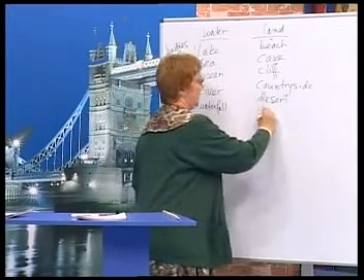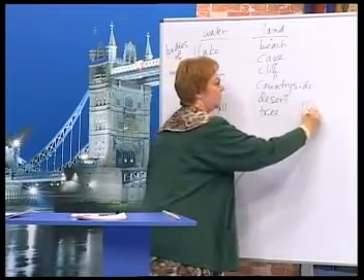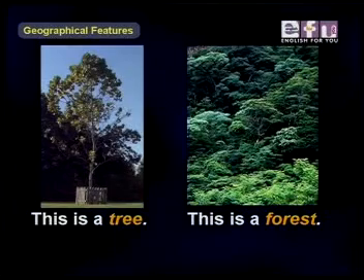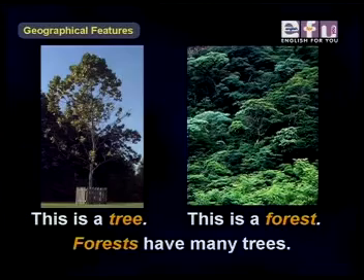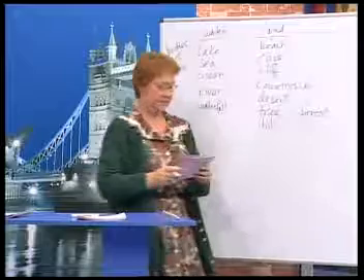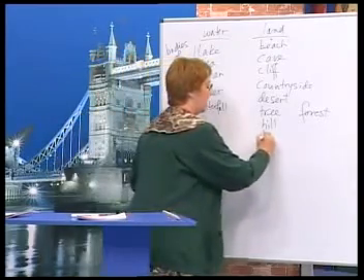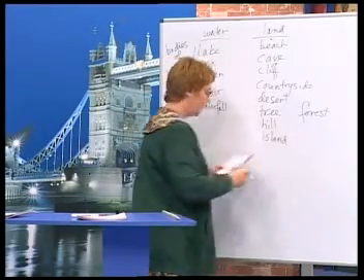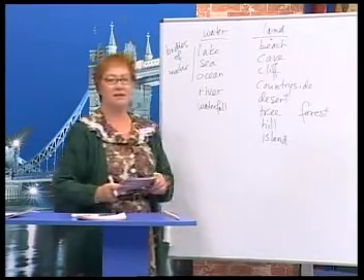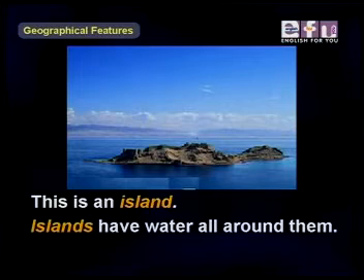Next is a tree. This is a tree. And a forest. This is a forest. Forests have many trees. Next we have hill. This is a hill. A hill is like a small mountain. We have an island. Island. This is special because we don't say the S. This is an island. Islands have water all around them.